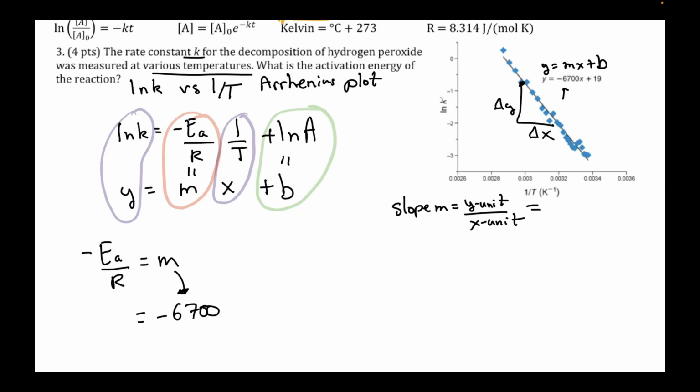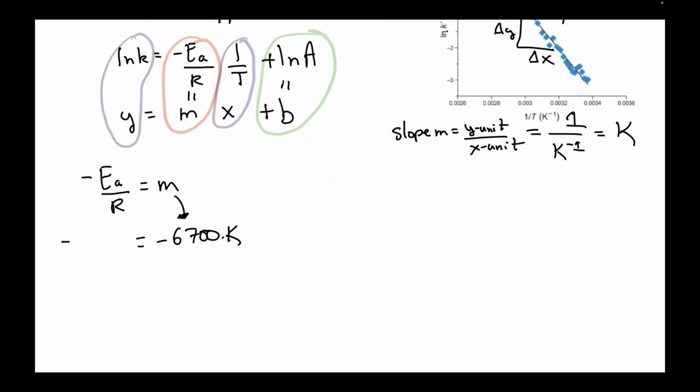And so here the y unit is unitless. When we take a natural log, that's always unitless. So the y unit has units of 1. The x unit has units of Kelvin to the minus 1. 1 over Kelvin to the minus 1 is equal to Kelvin. So our units here are negative 6,700 Kelvin. And that's equal to negative EA over R.